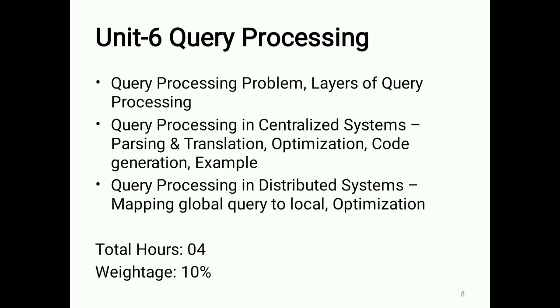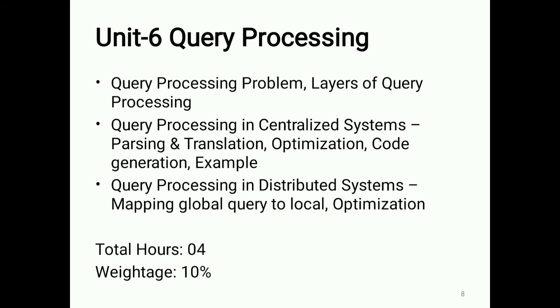Then unit number 6, query processing, in which the different points are: query processing problem, layers of query processing in a centralized system, parsing and translation, optimization, code generation with an example, query processing in a distributed system, mapping global query to local, and optimization. Optimization is covered in both centralized as well as distributed.